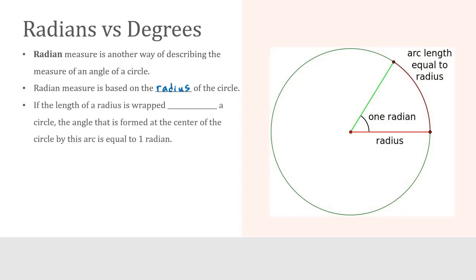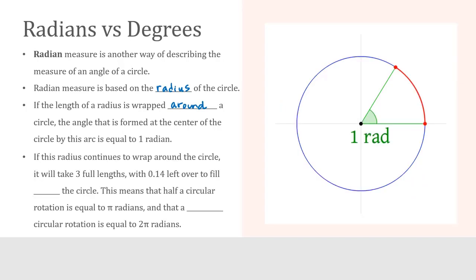And in fact, if the length of a radius is picked up and wrapped around the circle, then the angle that's formed at the center of the circle by this arc is equal to what we call 1 radian. If this radius continues to wrap itself around the circle, it will take 3 full lengths with 0.14 left over to fill half of that circle.